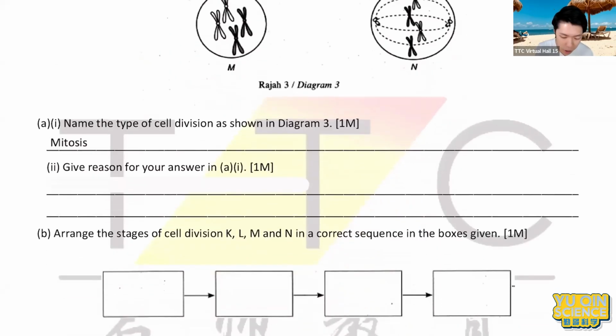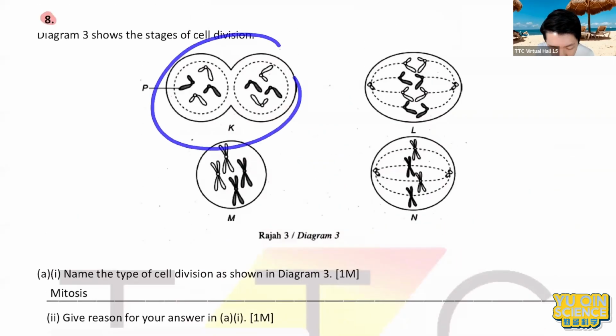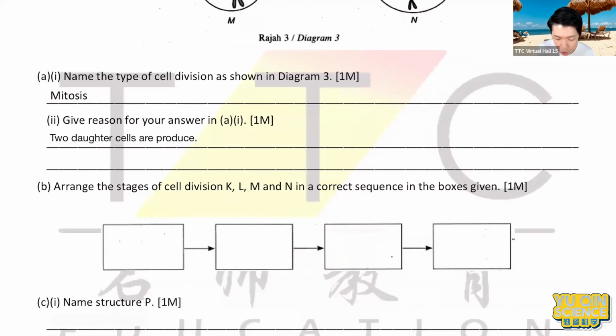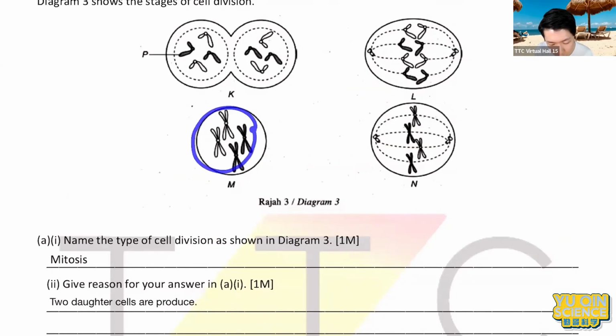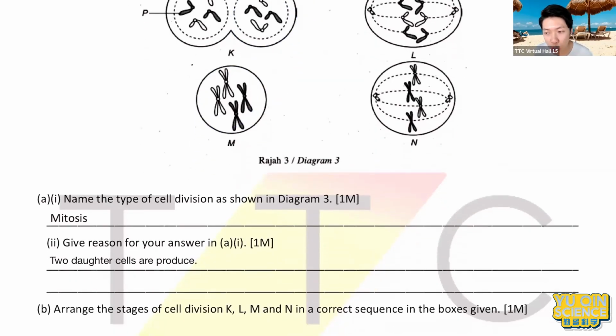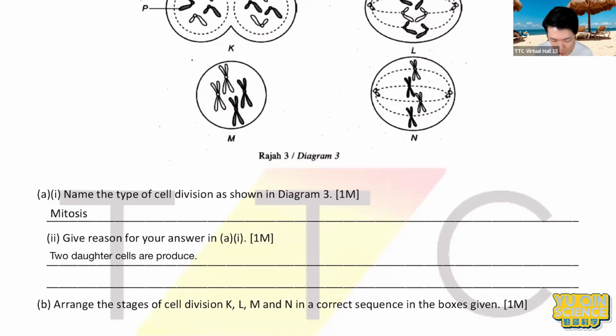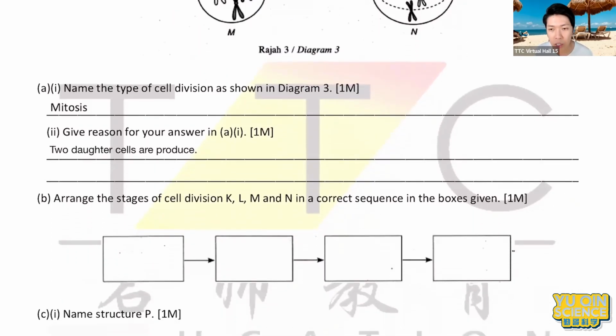Okay. Next thing, give a reason for your answer. Why do you say this is mitosis? The reason is that 2 daughter cells are produced. Or you can write that the chromosomes are the same number. There are 4 in each daughter cell. Or if you want to write no crossing over, also can. A better way of writing that is crossing over does not occur.